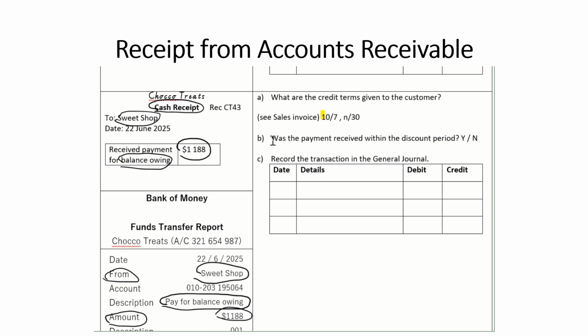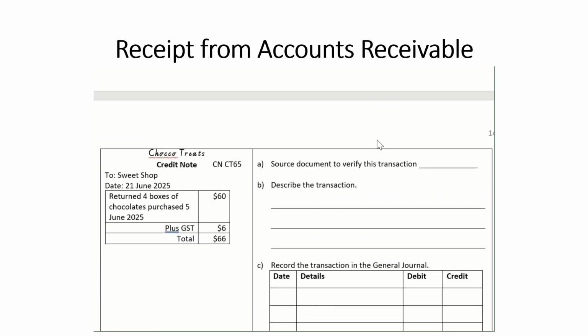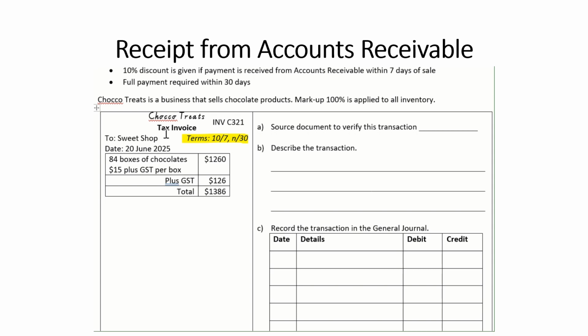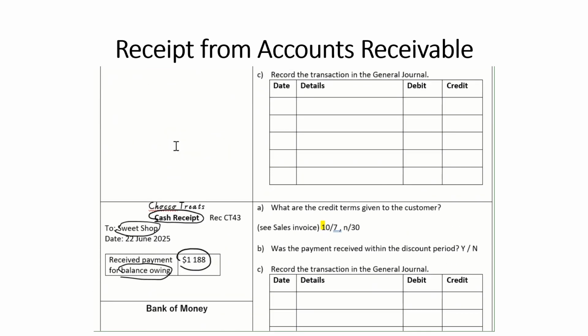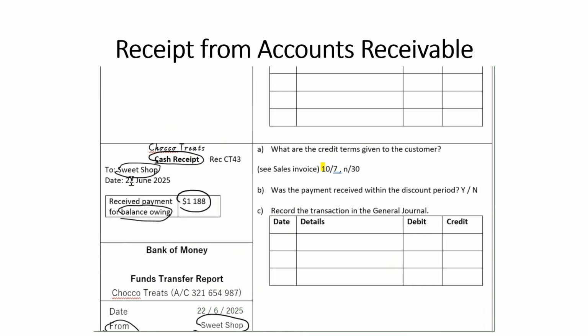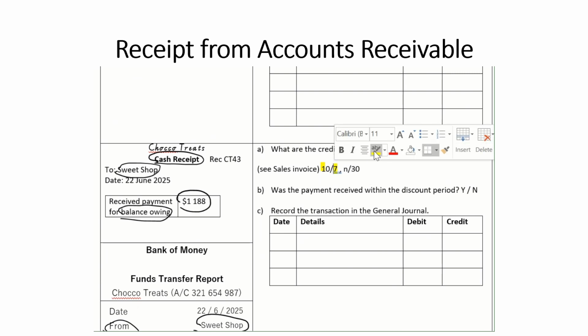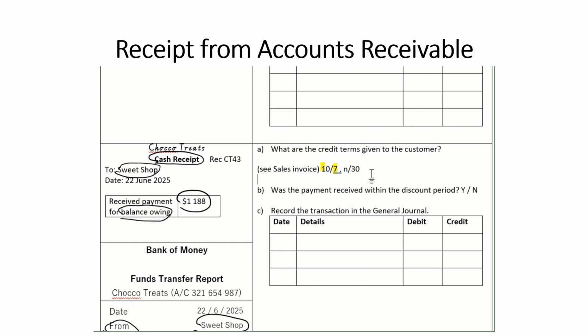Now let's check for question B, was the payment received within the discount period? So let's look again in the original sales invoice. We can see that the sale was made on the 20th of June. Now this payment that we are receiving is on the 22nd of June. So definitely within the 7 days that we have given as a discount period, and so the customer will definitely be given that 10%. There we go, just going to highlight that.